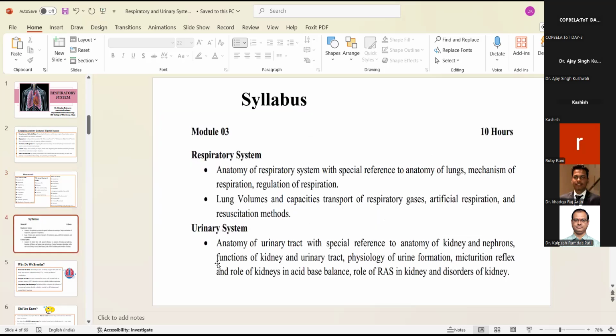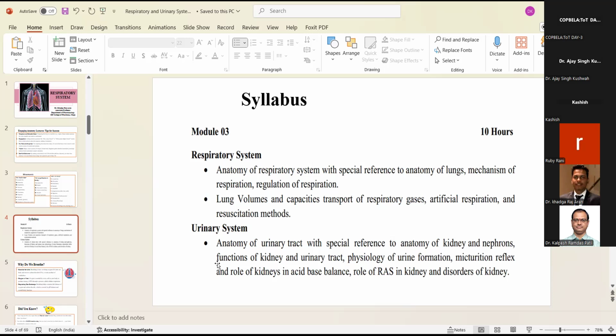So this is the syllabus I will cover in this particular lecture. As per this syllabus it is 10 hours, but I will try to cover it within 2 hours. This is Module number 3. First, I will discuss the respiratory system, and second is the urinary system.